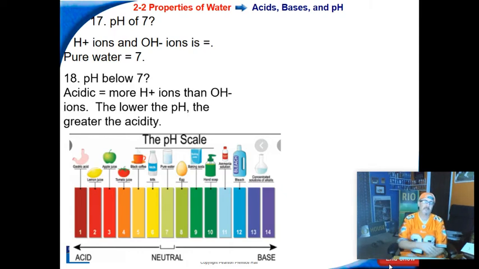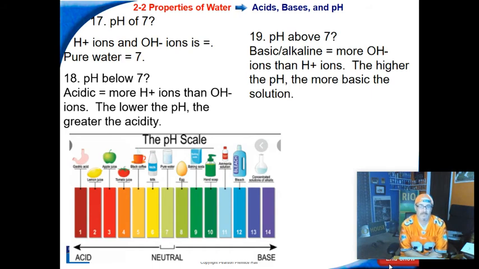pH below 7 is acidic. More hydrogen ions than hydroxide ions. The lower the pH, the greater the acidity. pH above 7, those are called basic or alkaline. That means more hydroxide ions than hydrogen ions. And of course, the higher the pH, the more basic or alkaline the solution. And like I said before, the closer to 14 or the closer to 0 you get, the more damage will get done.